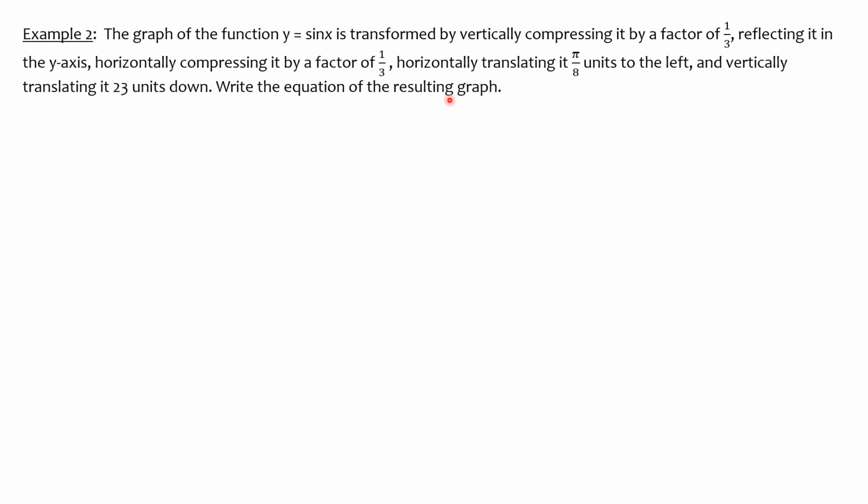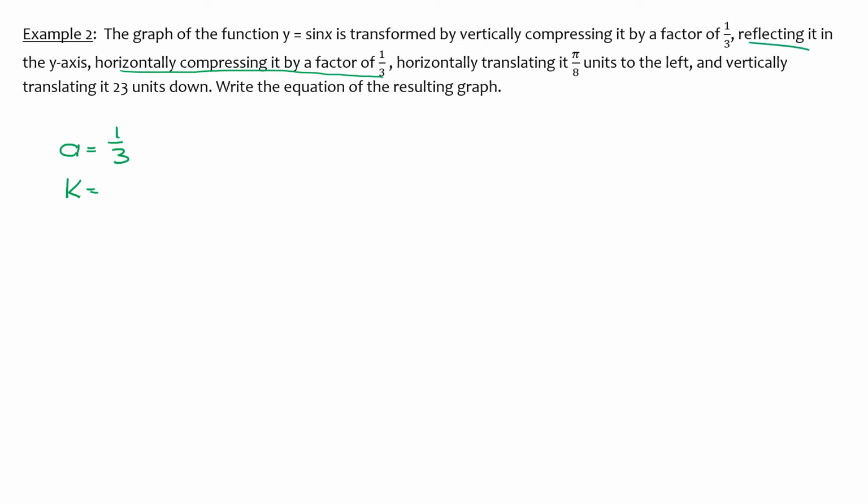The first thing we have is it's transformed by vertically compressing, that's an A value, vertically compressing by a factor of 1/3, and reflecting in the y-axis. Reflecting in the y-axis, that's not the A value, that's the K value. So let's write some of this down here. We're going to have an A value of 1/3. We're going to have a K value, so we've got horizontally compressing by a factor of 1/3, and we've got the reflection there.